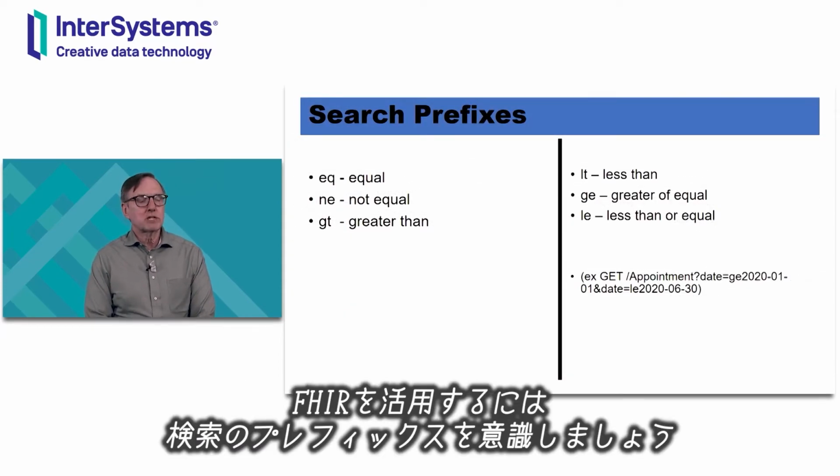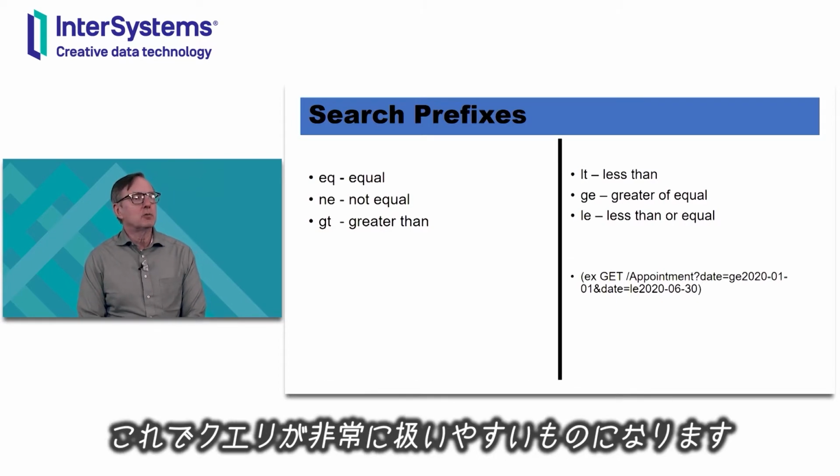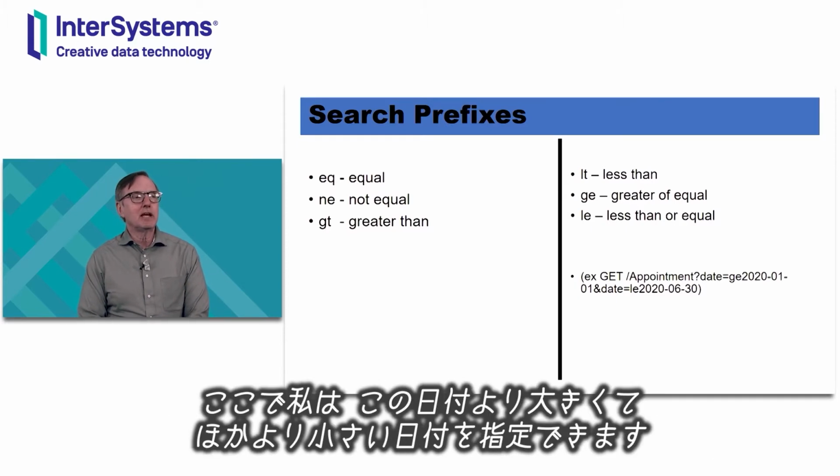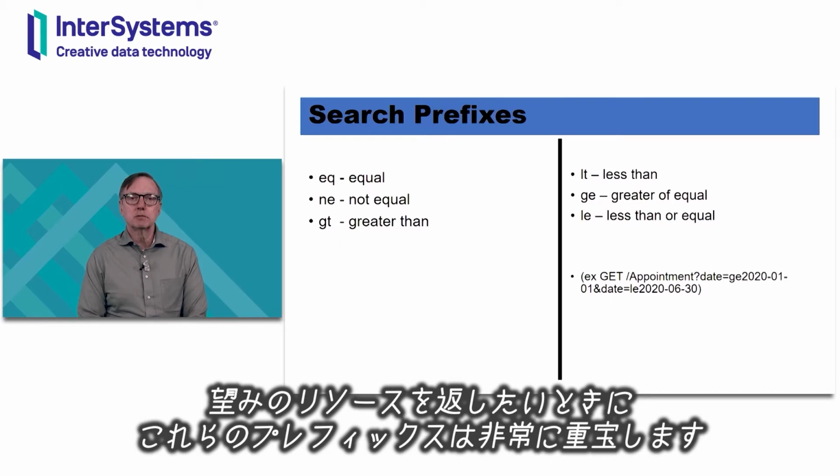To get the most out of your FHIR server, you should be aware of search prefixes. They allow you to make very flexible queries. For example, if I'm trying to query for an appointment resource, I could specify the date, and I could say, hey, I want dates greater than this date and less than another. So those prefixes come very handy to returning exactly those resources that you want.